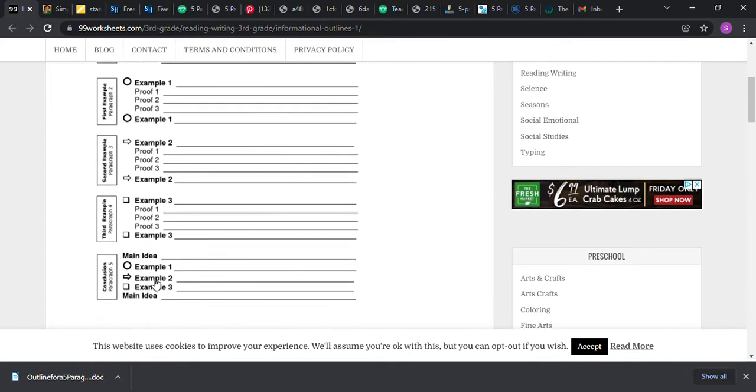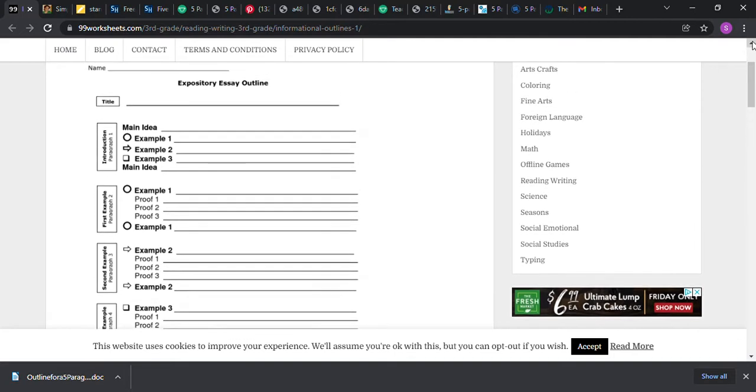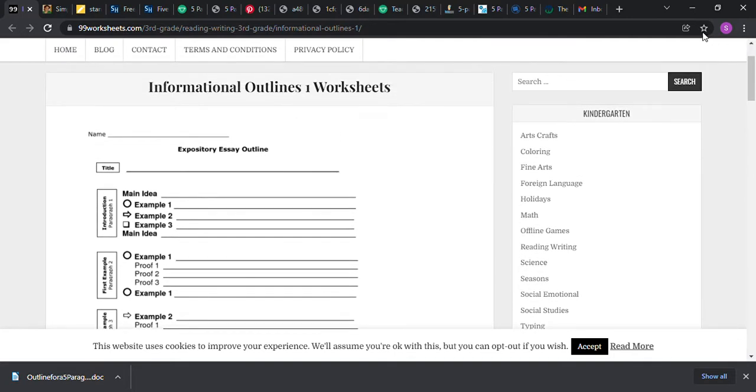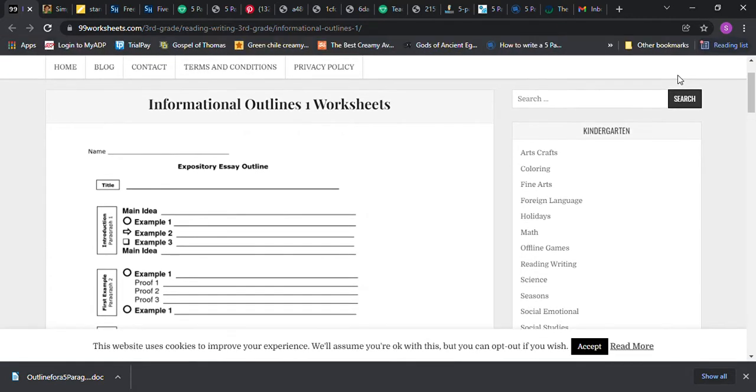So you can see that's a pretty good outline. I love that one. So I'm going to add that to my favorites if I can. Oh, I don't know if it's going to let me.